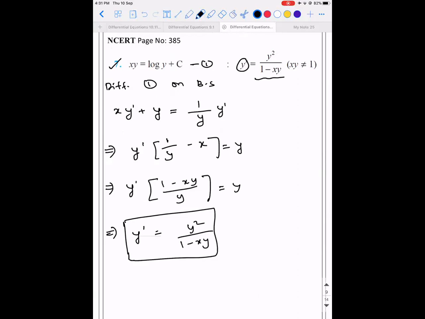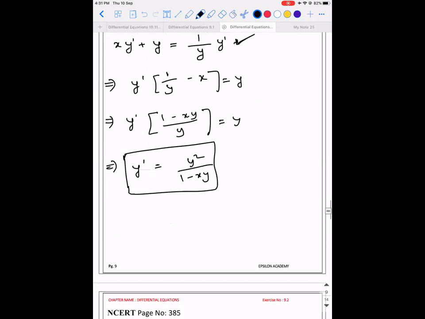Now I hope it is clear. So what I did is I differentiated the equation, I just tried to rearrange, and I got the answer. Okay. Yes or no? Yes, sir.